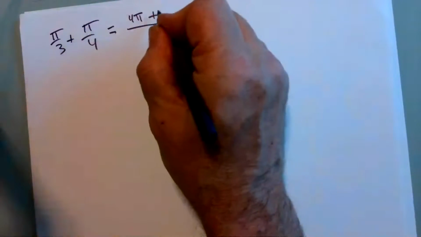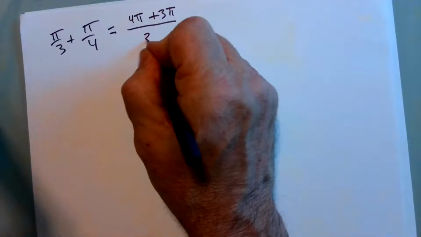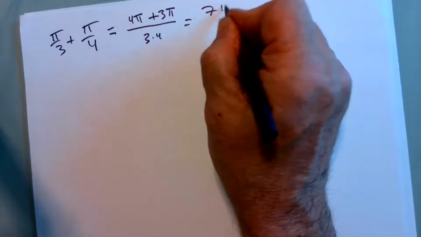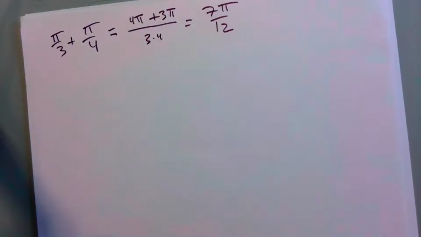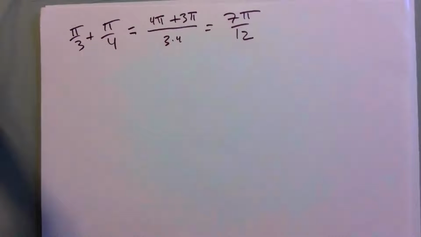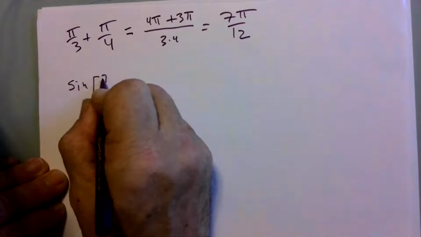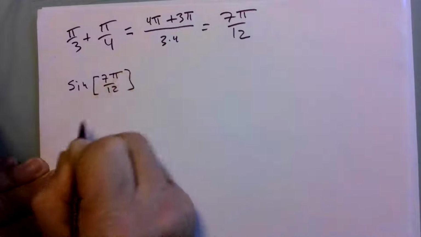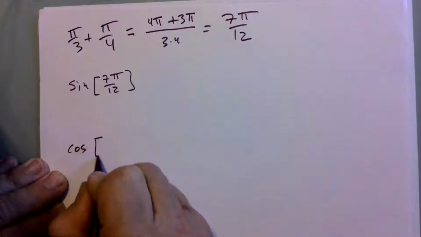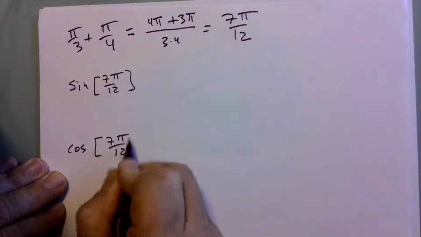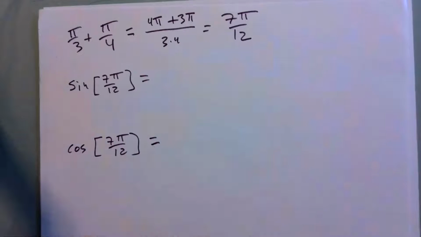But we also want to make sure that we can add these things. So how did I teach you how to add fractions? More often than not, if the denominators are relatively prime, this times this, pi times 4 is 4 pi, plus, 3 times pi is 3 pi, over 3 times 4 is 12. So I get 7 pi over 12. And then I can ask the question, what is the sine of 7 pi over 12? What is the cosine of 7 pi over 12? Those are things we want to know.